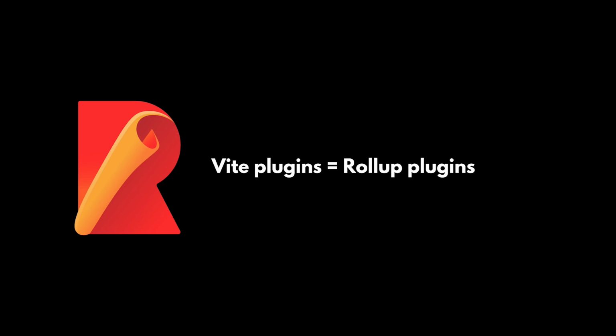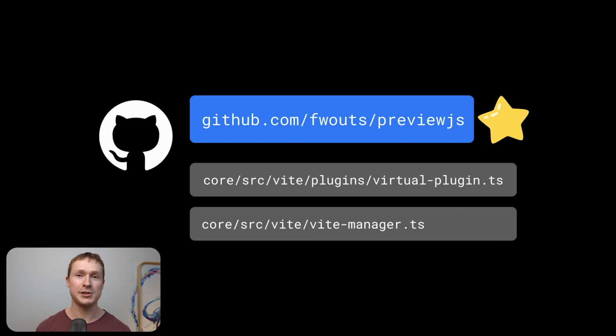One of the really cool things about Vite plugins is that they're actually compatible with the Rollup format, which means that the Vite plugin that you just created also works for a bunch of different use cases where Rollup is being used. If you're curious about the examples I've just shown, you can actually go and check out the repo fwouts/preview.js. More specifically, you can look for virtualplugin.ts as well as vitemanager.ts, where the create server invocation is.